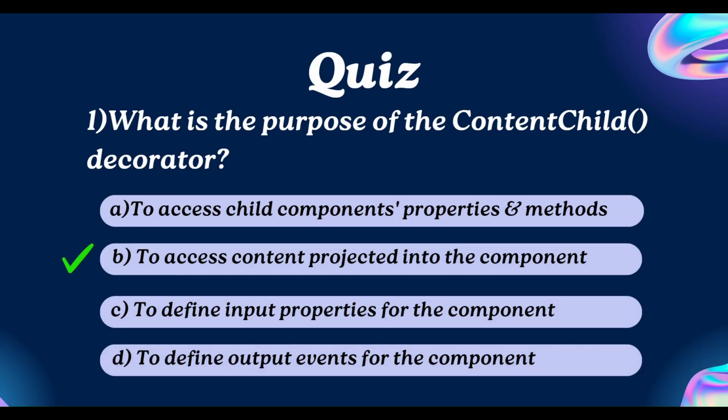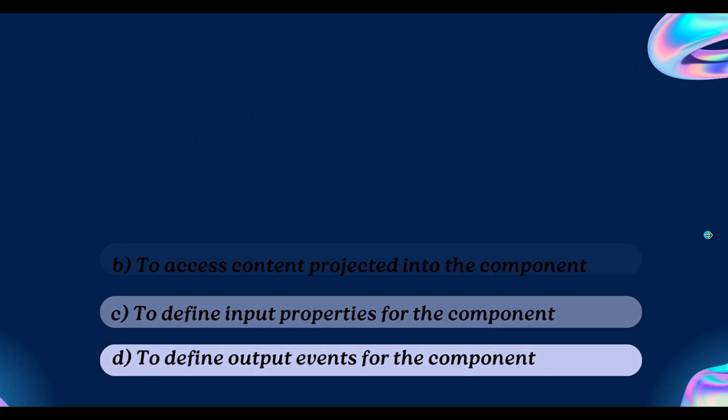So the correct answer is to access the content projected into the component. Okay, so this content child is only used when you have some projected content in your component template that you want to access. Okay, so this was all about view child and content child decorators.